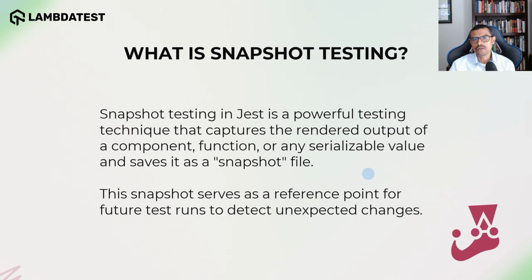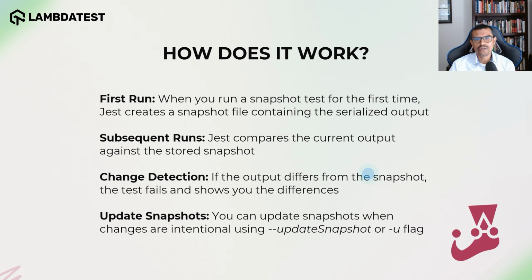We're going to be looking at concrete examples of this, but for now, let's move on and see how this all works together. When you run a snapshot test for the first time, Jest creates a snapshot file containing the serialized output. The next time that you run your test, Jest is going to compare the output against the stored snapshot. Okay, so this is where the testing comes into play. We're going to have a point of reference, which is that first test run is going to create that point of reference. And then on future test runs, we're going to be comparing the output from our test against the baseline or the point of reference that we had.